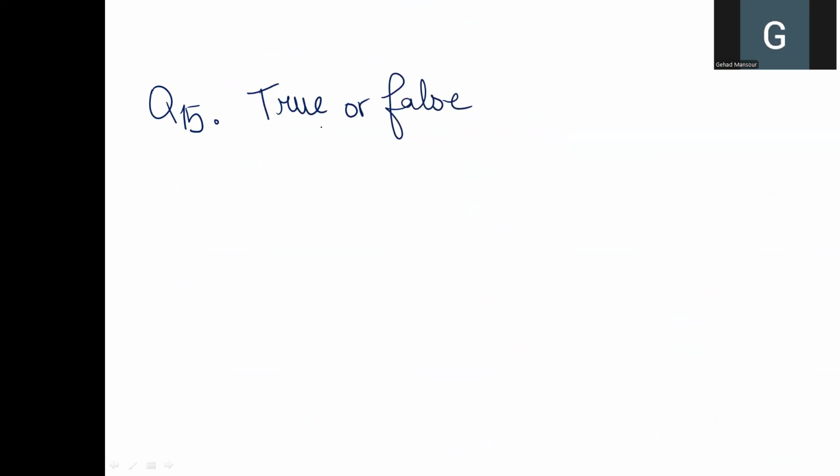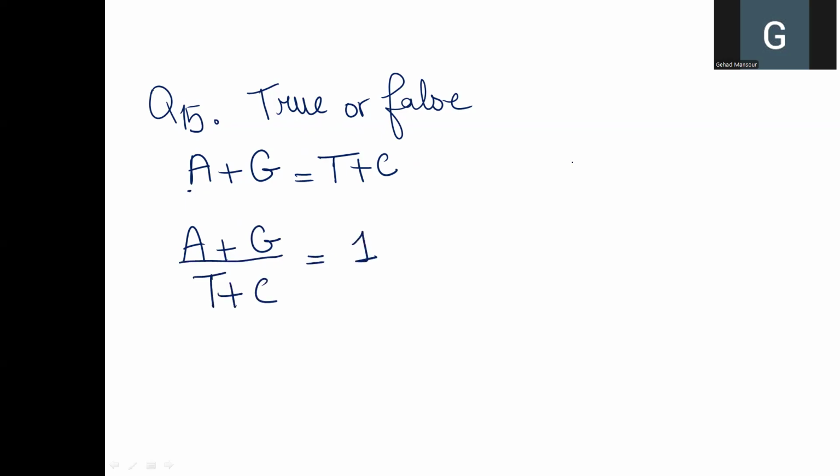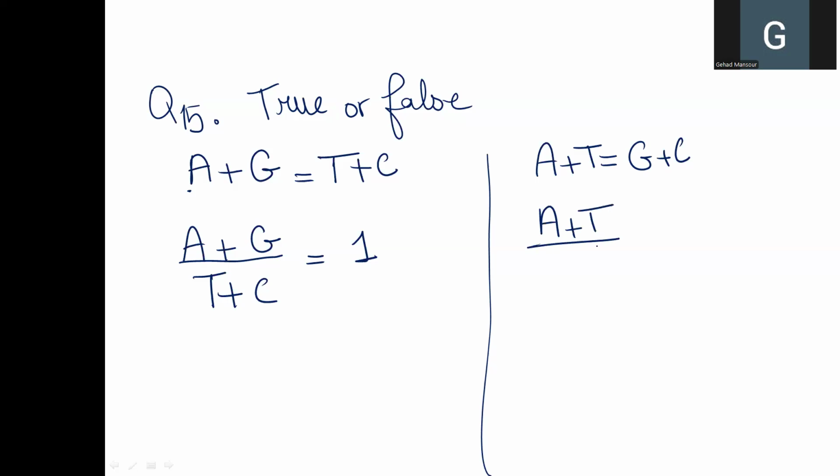Say whether the following is true or false. So you could have one of 2 formulas or similar formulas, like A plus G equals T plus C, or A plus G over T plus C equals 1. Or you might have another formula that is, for example, A plus T equals G plus C, and A plus T over G plus C equals 1. Let's first consider the one to the left.